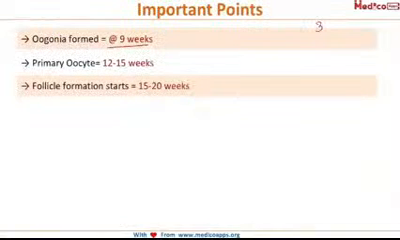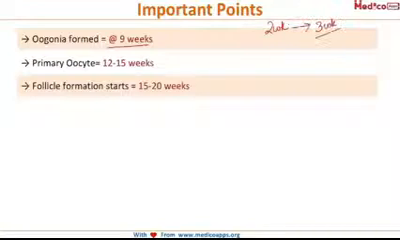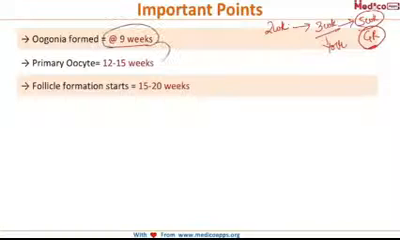Now let's have a quick look at the timelines. I have already told you that the germ cells appear at 2 weeks from the epiblast. Then at 3 weeks, they migrate to the yolk sac. Then by 5 weeks, they completely migrate to the genital ridge, which are the future gonads. Now in the gonads, the oogonia are formed at 9 weeks. Then 3 weeks later, the primary oocyte is formed, that is around 12 to 15 weeks.